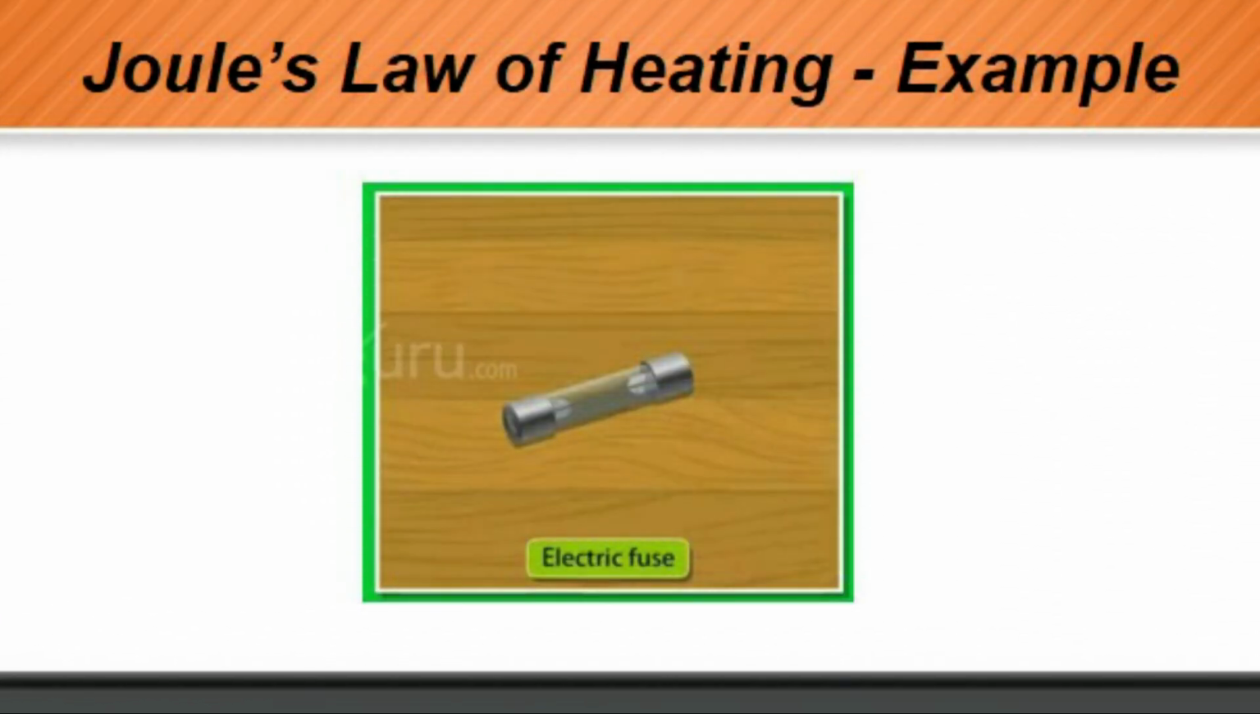Example of Joule's law of heating. A fuse is used in electrical circuits. A fuse protects the circuits and appliances by stopping the flow of excessively high current in the electrical circuit.